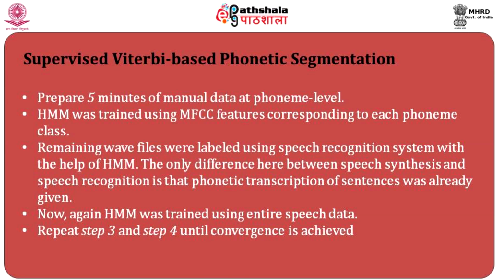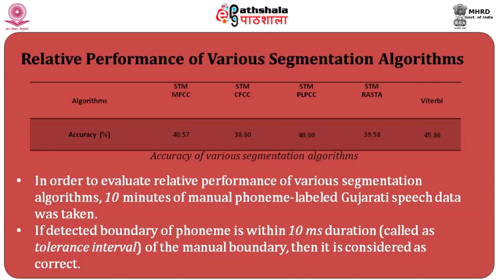Next we move on to relative performance of various segmentation algorithms. As you can see in this table, the algorithms and their corresponding accuracy are shown. In order to evaluate the relative performance of various segmentation algorithms, 10 minutes of manual phoneme-labeled Gujarati speech data was taken. If the detected boundary of a phoneme is within 10 milliseconds duration, which is known as the tolerance interval of the manual boundary, then it is considered correct.